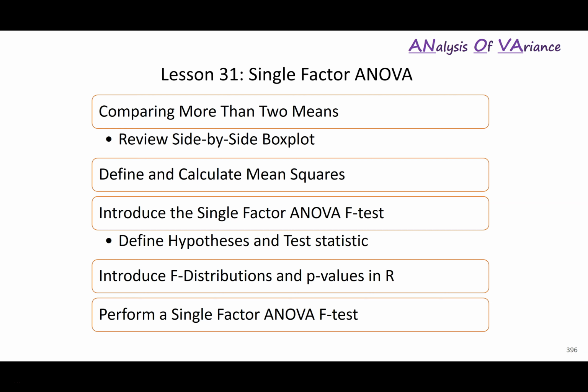So ANOVA, where does that come from? This is the analysis of variance. You might notice we use an R function called aov, analysis of variance. People call it different things, but ANOVA is short for analysis of variance.